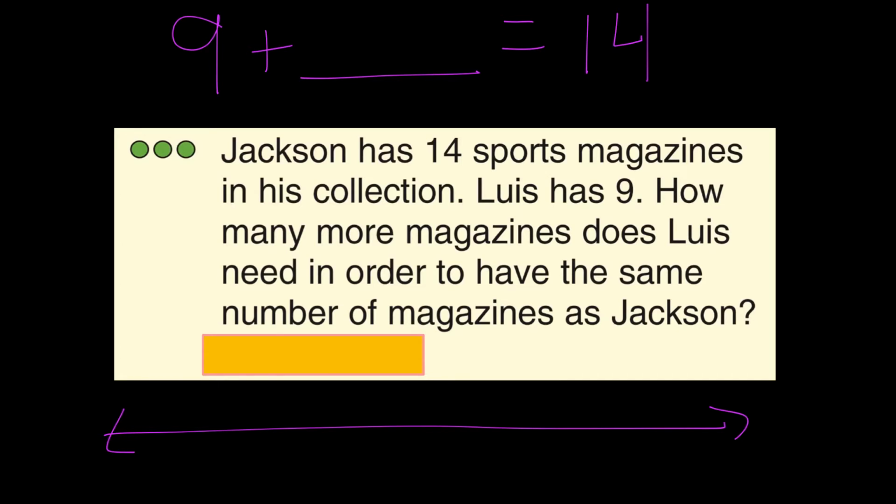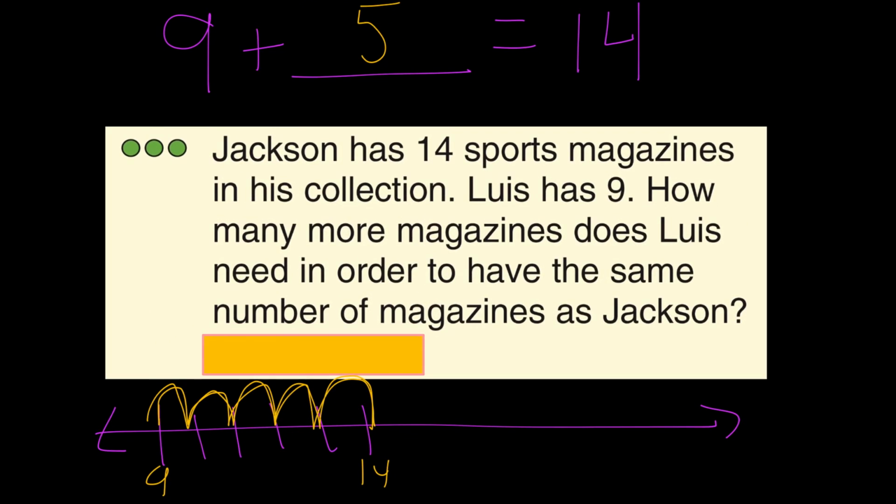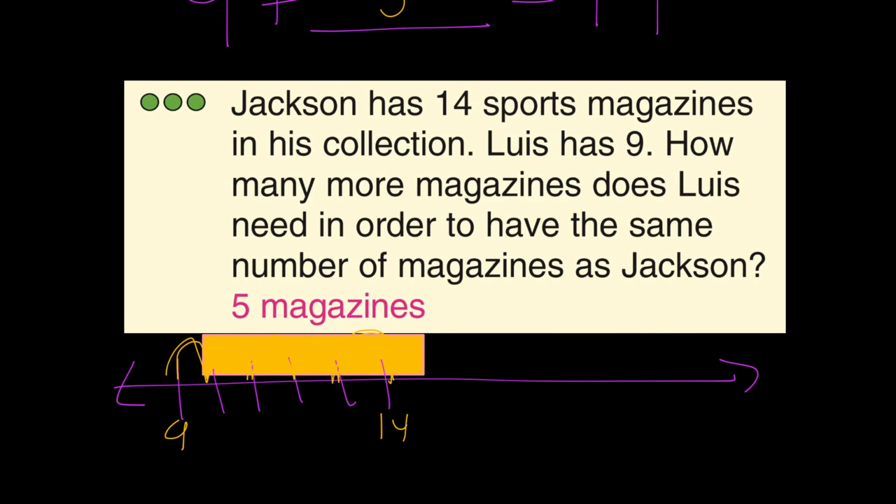I can take 14 minus 9 to get my answer, or I can count up from 9 to 14. So I think about my number line. 9, 10, 11, 12, 13, 14. If I start my number line at 9 and end at 14, how many would I go? That was 1, 2, 3, 4, 5 jumps. Louis would need to have 5. Why won't that just go away? I don't understand why that didn't do that. Anyway, you need to have 5 magazines.